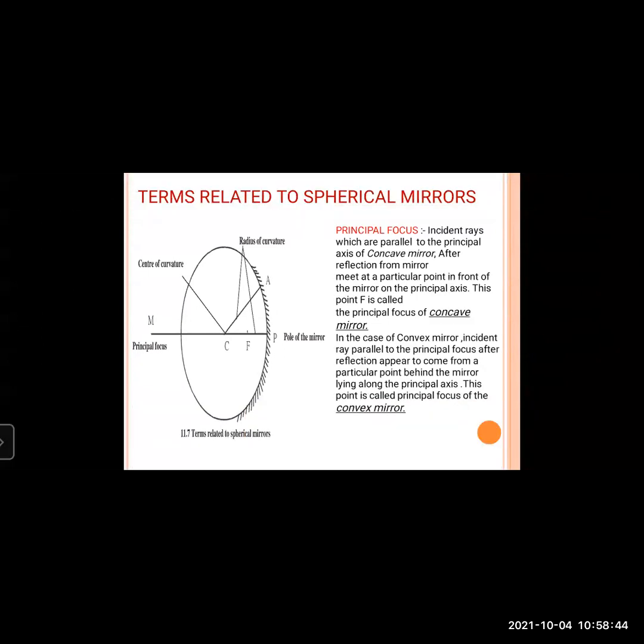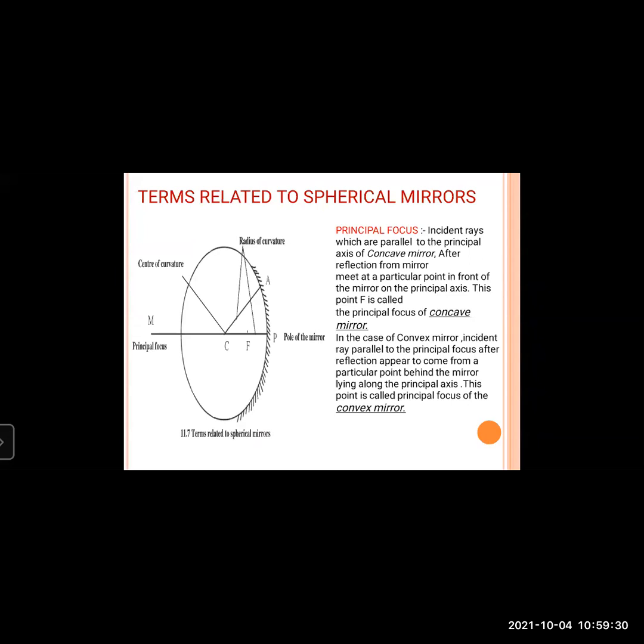So what about principal focus? Incident rays which are parallel to the principal axis of the concave mirror, after reflection from the mirror, meet at a particular point in front of the mirror on the principal axis. This point F is called the principal focus of a concave mirror. In the case of a convex mirror, incident rays parallel to the principal axis, after reflection, appear to come from a point behind the mirror, lying along the principal axis. This point is called the principal focus of the convex mirror.